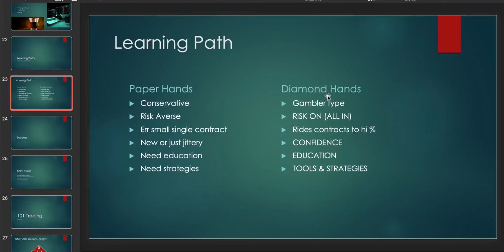The diamond hands trader is the guy that you always see, who made 100, 200, 500% profit on a trade. It was usually a naked or a single call. He is more, or she is more, the gambler type. They are definitely risk on. They kind of go all in on certain things. They ride contracts to high percentages, like I said, maybe above 100 or 200%, just to give you an idea. I'm definitely more on the other side. I'm way more conservative, and I usually ride contracts to 15%, and then maybe 30%, and maybe 50%. Every now and then I'll get 100%, but that is like possibly once a month.